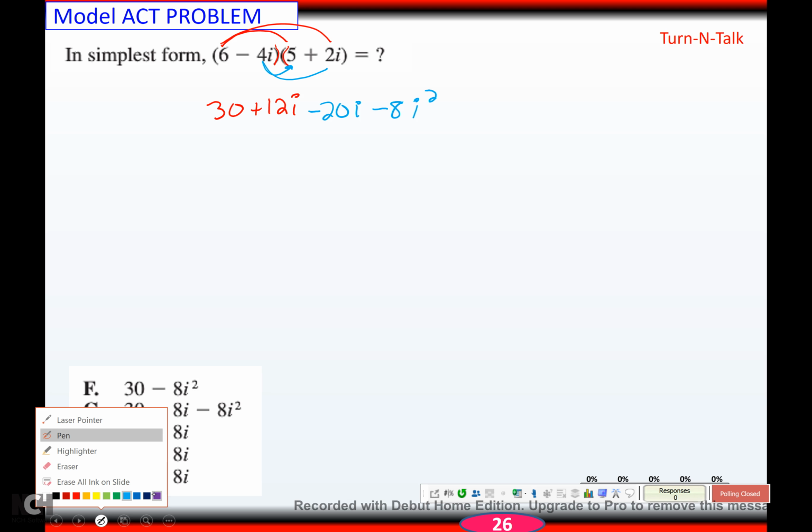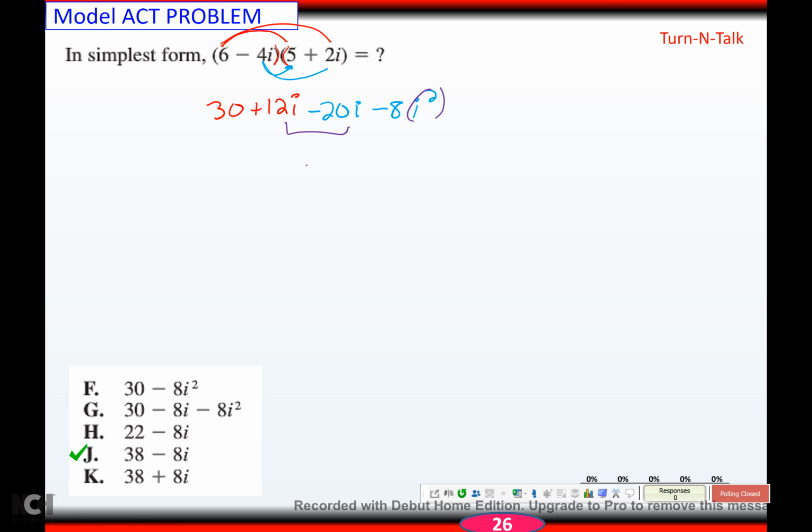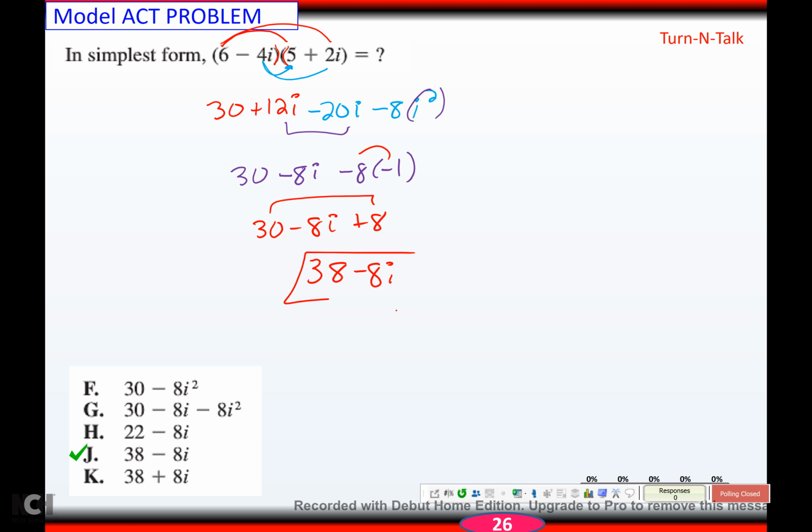Combine i's and replace i squared. I get 30 minus 8i minus 8 times negative 1. Distribute, I get 30 minus 8i plus 8. Combine like terms, I get 38 minus 8i.